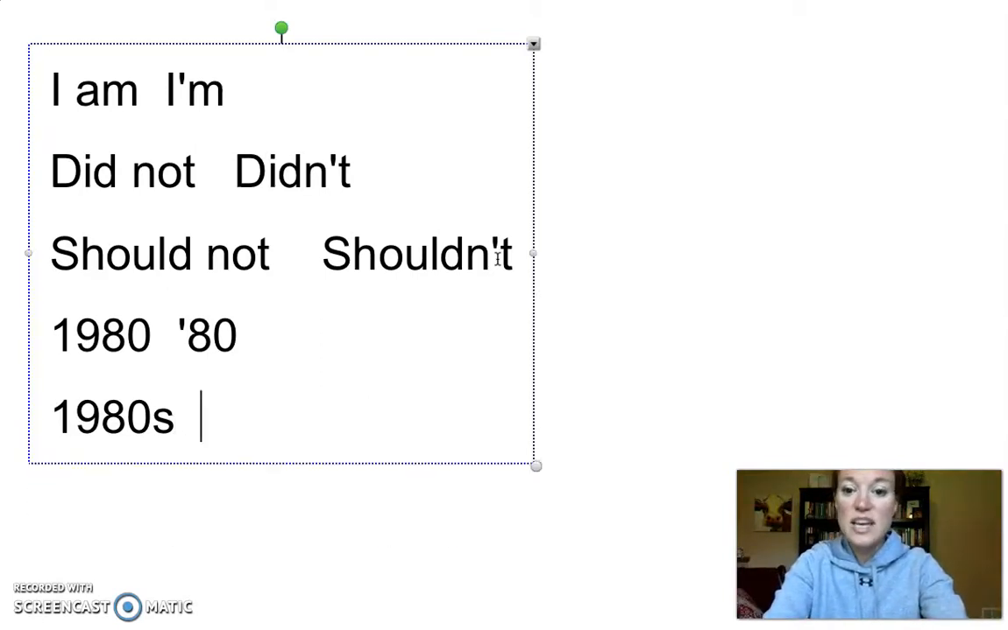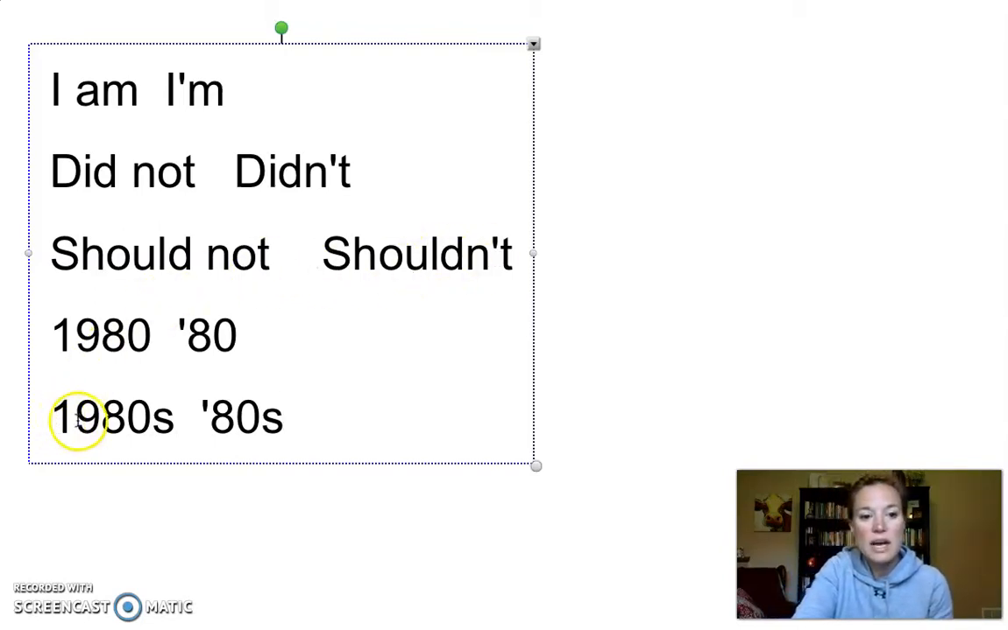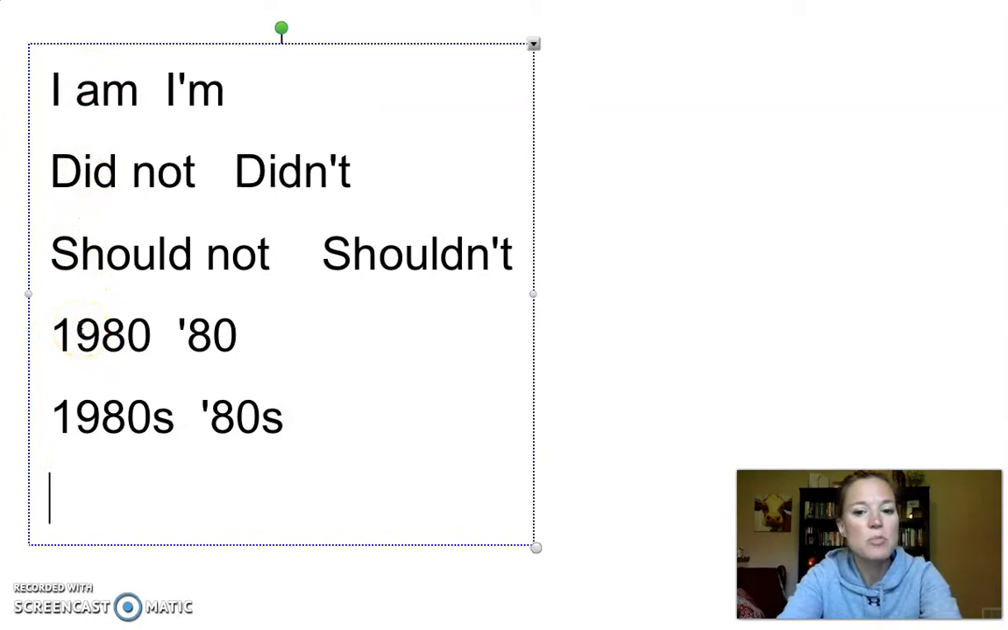If I wanted to just say, yeah, I did. In the '80s, I had huge hair. I've omitted the 19 in the 1980s, and so I need to use an apostrophe in its place. That's the first rule. It's not too difficult, is it? Anytime you've put two words together and you've omitted one of those letters, or if you omit some numbers, apostrophes. How about a few more examples?